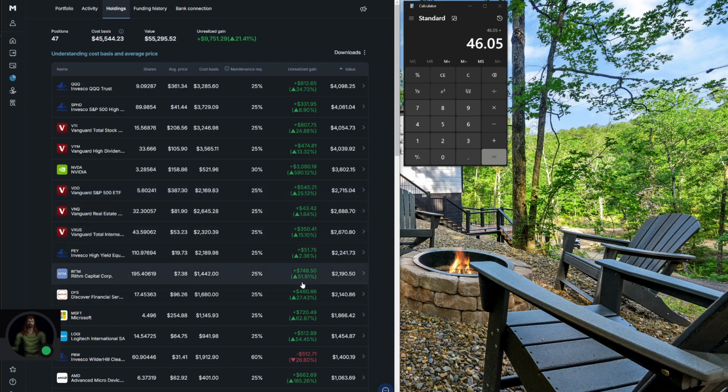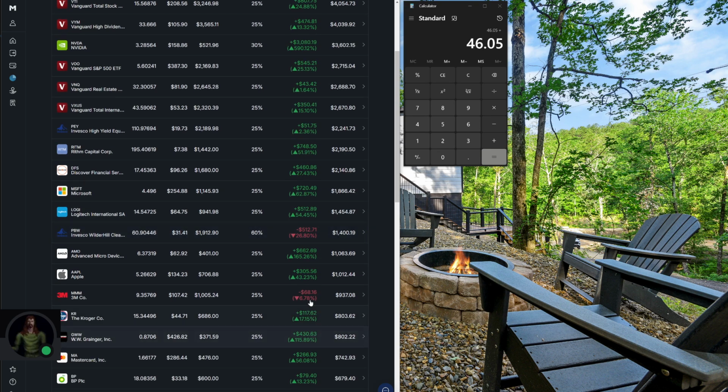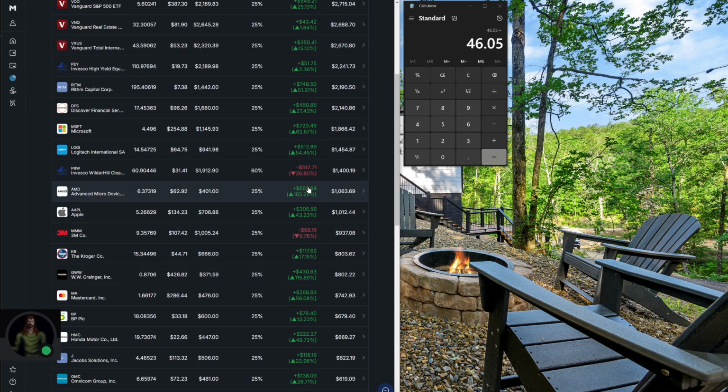Rhythm Capital's doing good. It's up $740. Logitech. Yeah, a lot of these are really good. PBW, this is a clean energy ETF that I put a trickle of funds into. It's down, but maybe eventually that thing will be nice to have. That's what I'm banking on. So I just want to have a little bit of exposure to that. AMD is doing well. Apple, of course, always does well. 3M's about flat.